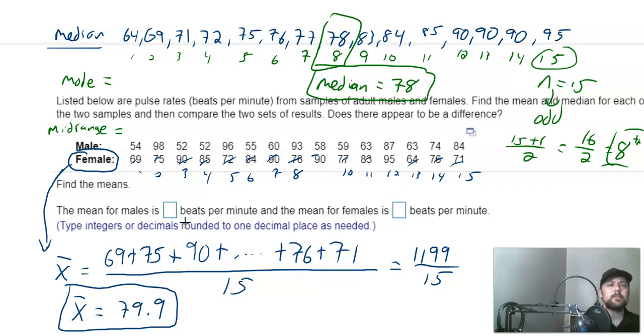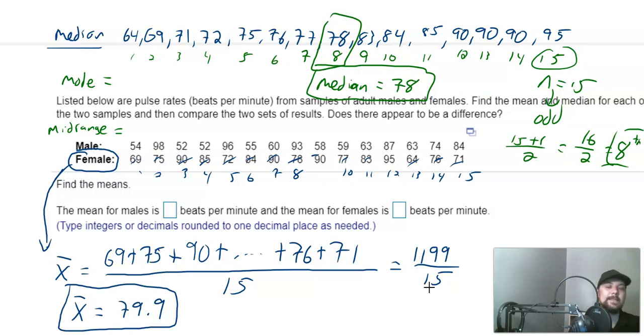pulse rates. For the mean, I did the work down here. So we added up all the data values. I didn't write out each particular data value, but just to make sure it was clear how I got to the result. 69 plus 75 plus 90, so on and so forth until you get to 76 plus 71. Add all those up. I got 1,199, and then divide by the total number of data values.